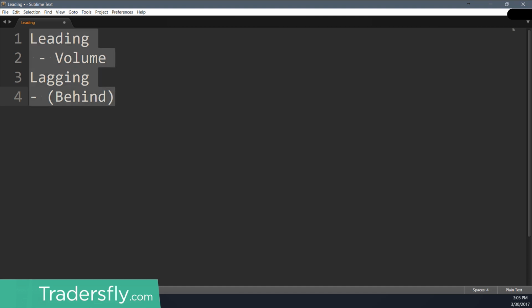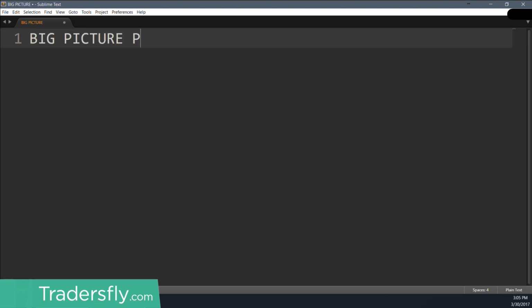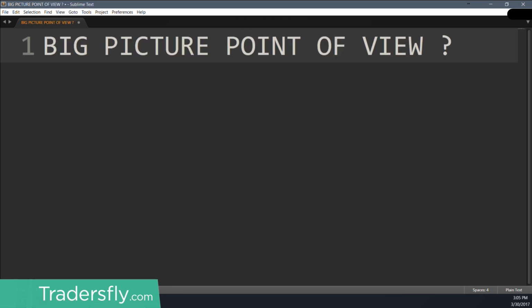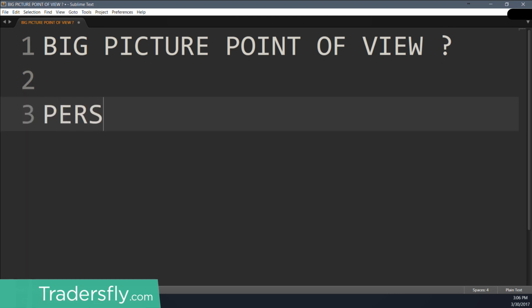Now, before we quickly get into that, what is the big picture point of view behind these indicators? What's really the point of these indicators? Well, it's to see the perspective, to see the bigger picture.